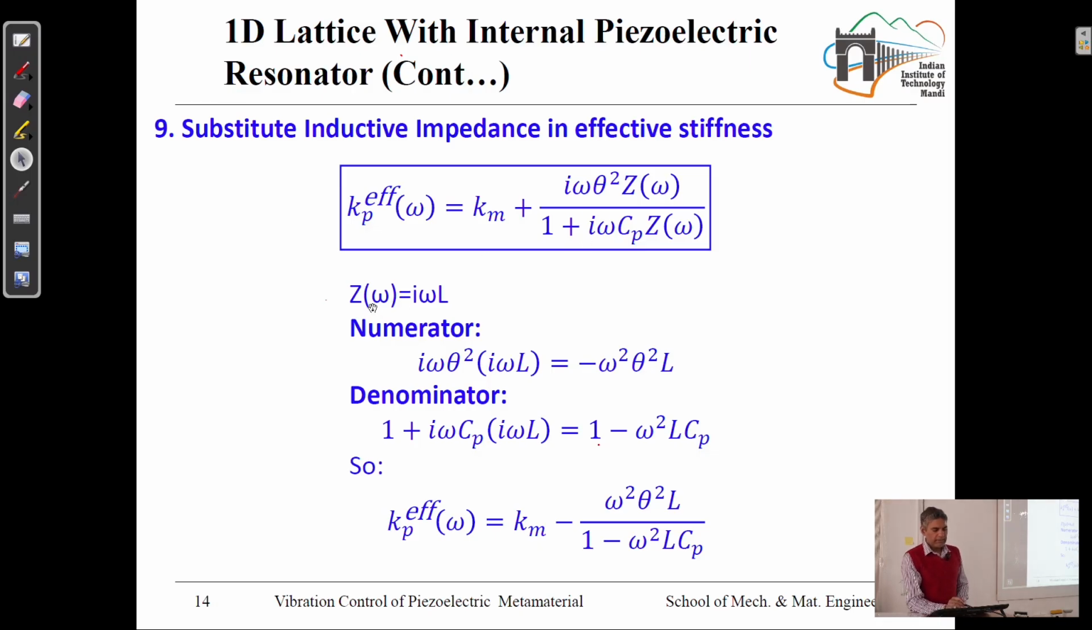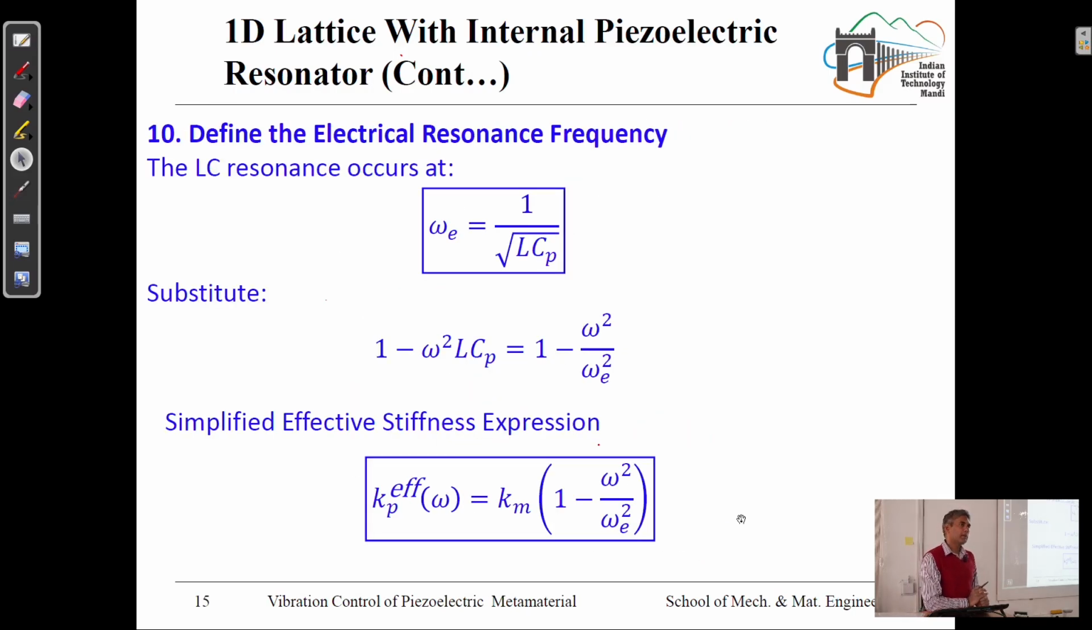Now I am putting Z omega in this expression, and if you see this numerator, since this is I, and we already have I, so I squared, there will be a minus sign. Then the denominator is 1 minus omega squared L Cp, where Cp is the capacitance of the piezoelectric material. After putting all three values here, we have Kp effective determined, right? It determines the stiffness of the piezoelectric material.